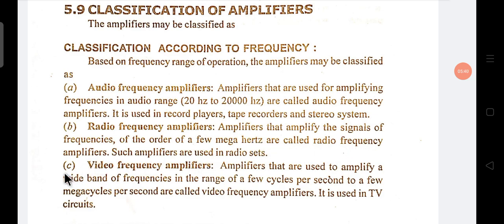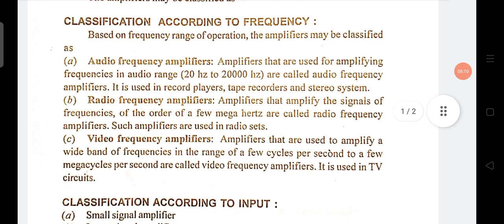The amplifier which works in the range of frequency of the order of a few megahertz is called a radio frequency amplifier, because that few megahertz range is called the radio frequency range. Such amplifiers are used in radio sets. Now the third one is the video frequency amplifier.